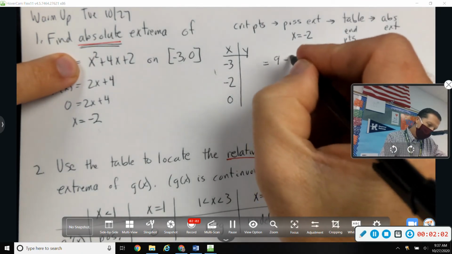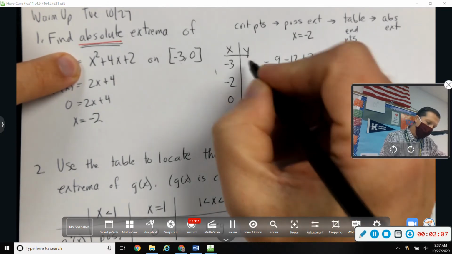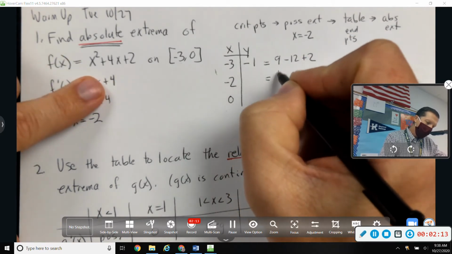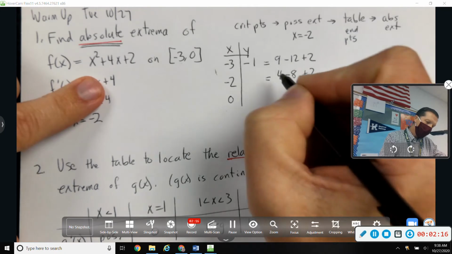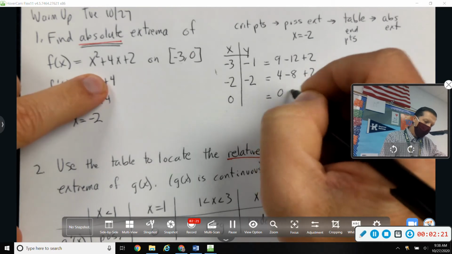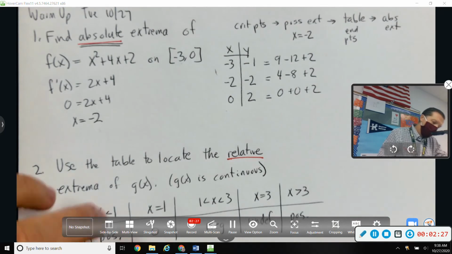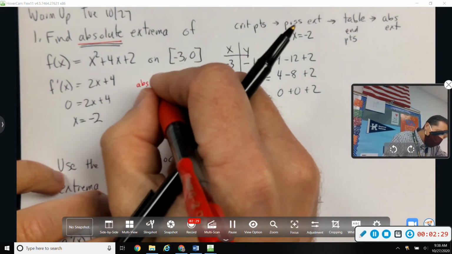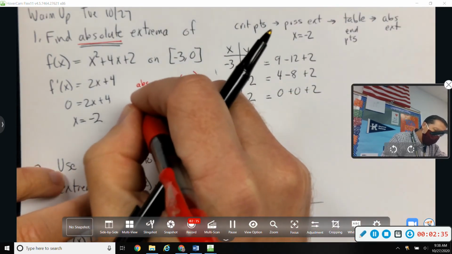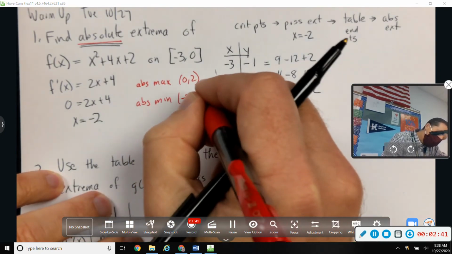So 9 minus 12 plus 2. If I plug in -3, so that would be -1. I plug in -2, 4 minus 8 plus 2. That would be -2. And if I plug in 0, well, that's an easy one. I get 2. So I have an absolute max. The tallest one would be at 0, 2. And the absolute minimum, the lowest one, would be at -2, -2.